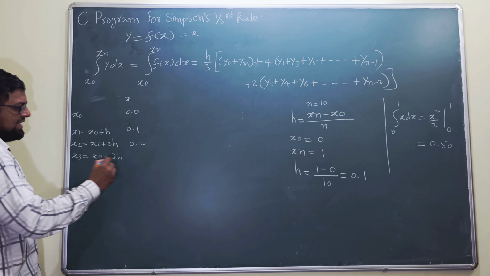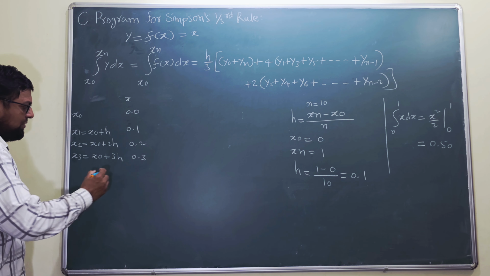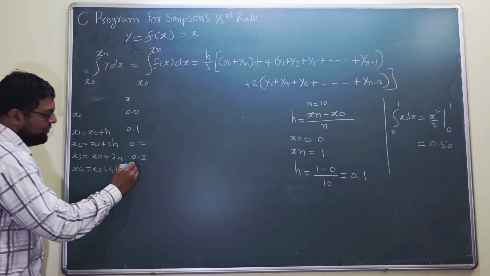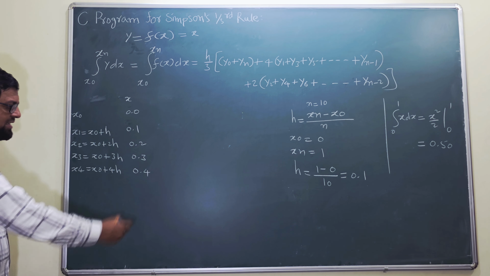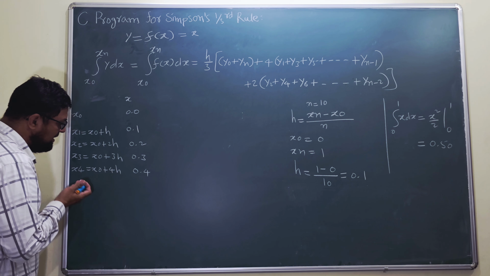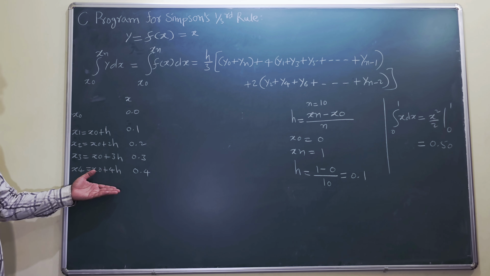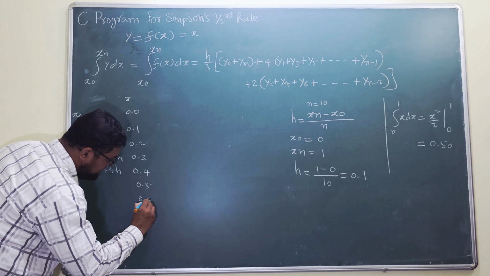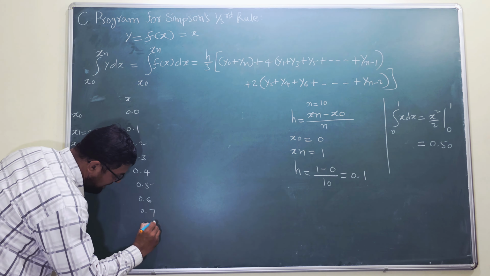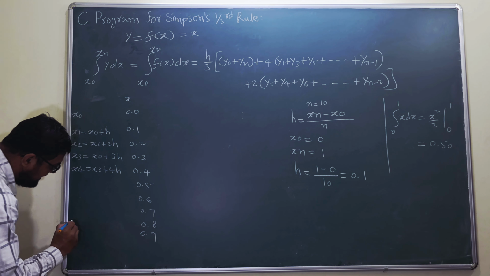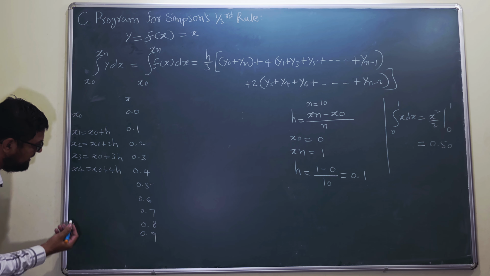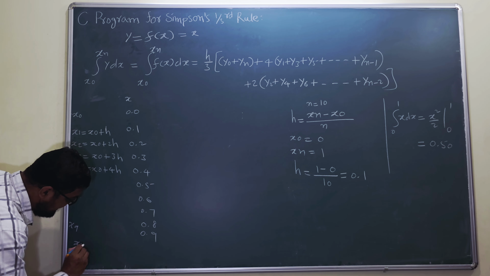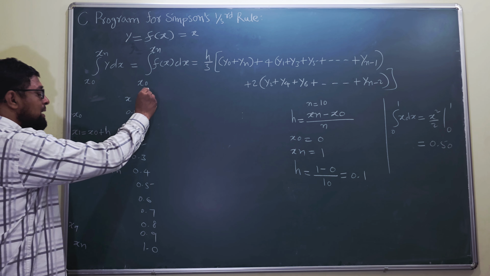Okay, now similarly we have this x3 will be 0.3 here. Then we have x4 equal to x0 plus 4 times h, which will be equal to what? 0.4. And similarly the higher terms I will write down faster. These will be nothing but what? x5 is equal to x0 plus 5h and so on. So this will be 0.5, then this will be 0.6, 0.7, 0.8, 0.9. This will be nothing but xn minus 1 or rather x9. Okay, and we have finally xn will be 1.0.